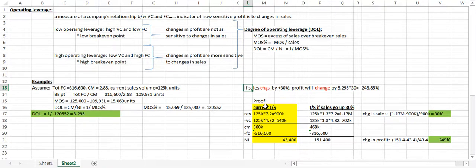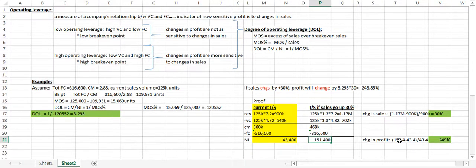So this is what the current income statement might look like. Assume that they sell the product for $7.20 and that the variable cost is $4.32. So their current income statement might have a contribution margin of $360,000 based on current sales, and then fixed costs being subtracted here give you $43,400. If we allow sales to go up by 30%, which is this 1.3 right here, times sales price and variable costs, we would come up with a net income of $151,400.